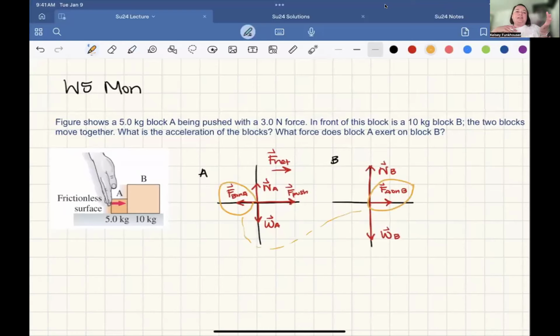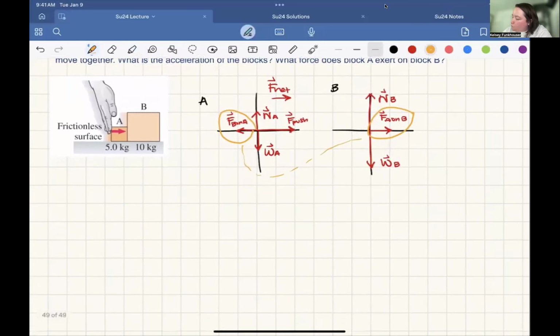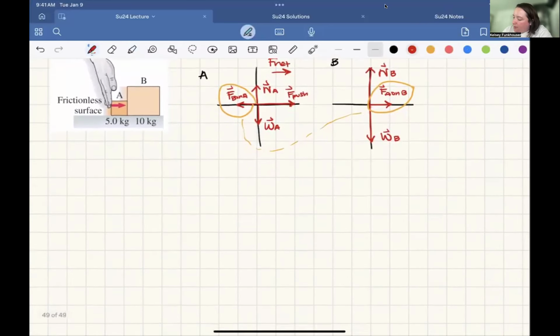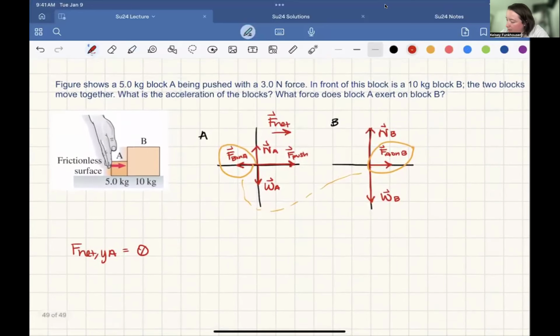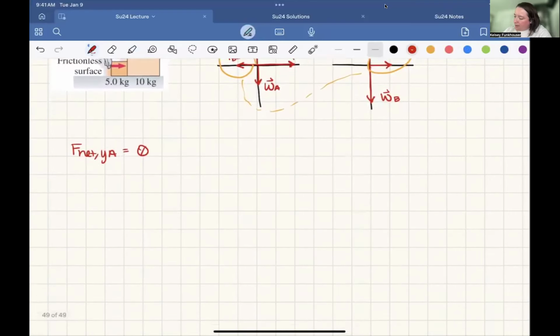And if we wanted to also see, for example, the free body diagram for the hand, we could also have the pushing force as an action-reaction pair. But we don't care about the hand in this case. So this is our only action-reaction pair within what we're paying attention to. So now let's write our force equations. So the net force in y for A. There's no acceleration in y for either of these, but actually I should put that the net force in B is also in that direction to the right.